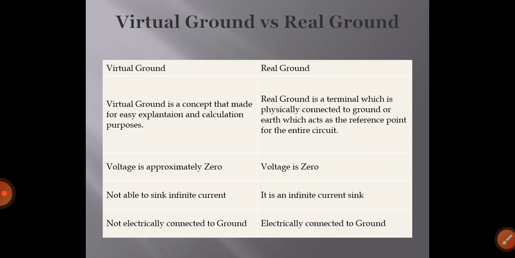Real ground. Real ground is a terminal which is physically connected to ground or earth, which acts as the reference point for the entire circuit. Real ground is a terminal physically connected to ground or earth, acting as the reference point for the entire circuit.